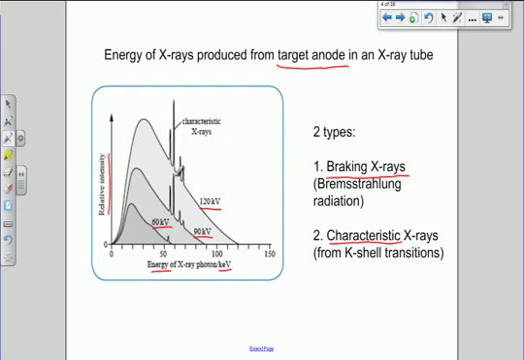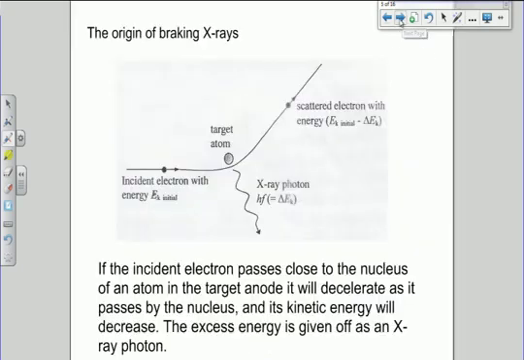Now the breaking X-rays, which we'll talk about in a moment, produce the typical, I shouldn't say characteristic because that's what the other ones are called, the typical smooth continuous distribution. The characteristic X-rays form these spikes. Alright, so the breaking X-rays form the smooth distribution, the characteristic X-rays form the spikes. Okay, so let's have a look at each of them in turn and try and figure out what's going on.